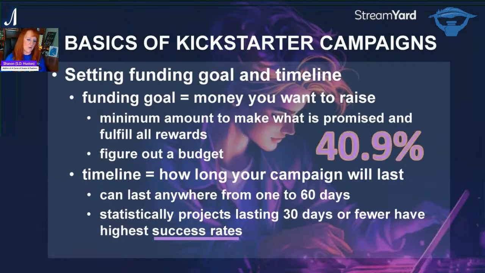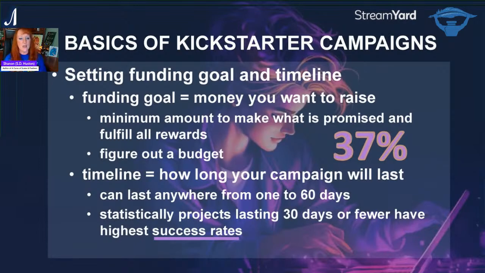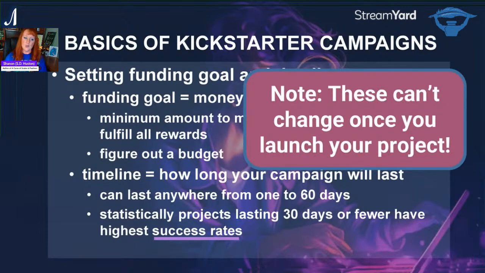What about success rates? We already kind of looked at that. On their website, they say 40.9%. When we do the numbers ourselves, it's 40.7%. Of course, for authors and publishers, it's 37%. So you definitely want to take that into account when it comes to the success rates. Note, when it comes to your funding goal and your timeline, you cannot change these once you launch your project.